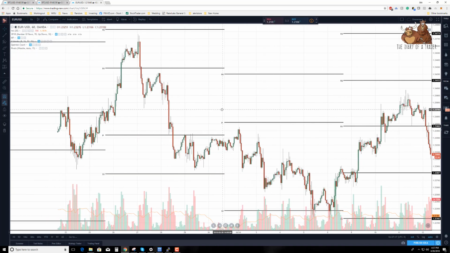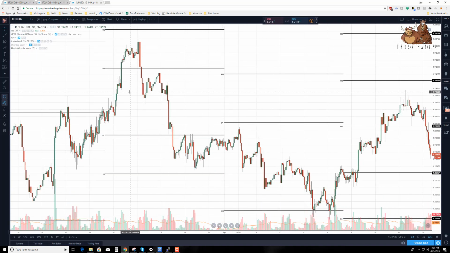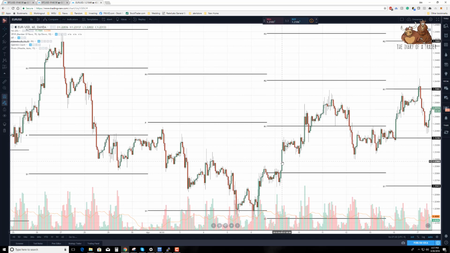Now when you're looking at this, it seems fairly easy to just say, well, when price goes up to a pivot line, we just short, or when it comes down to a pivot line, we go long. That doesn't work. It doesn't work for a lot of reasons, because we don't know when it's going to fail or not. So we need to use another tool in our trading toolbox.